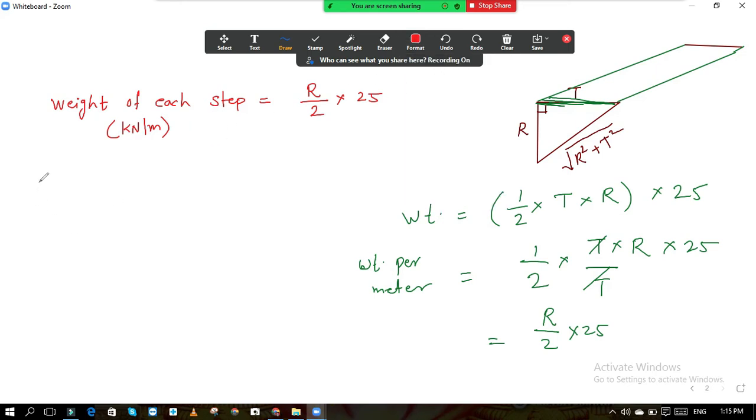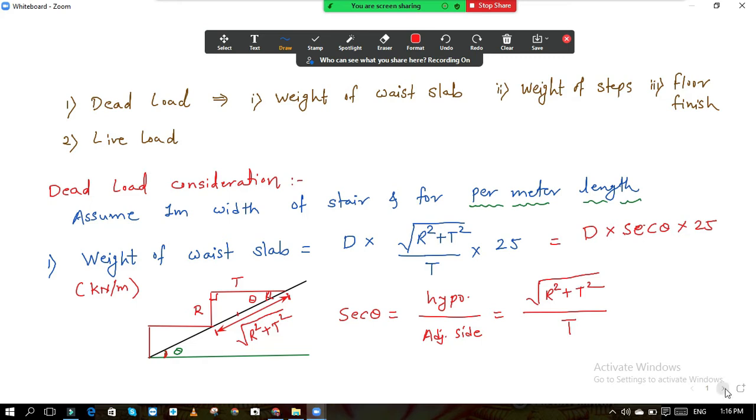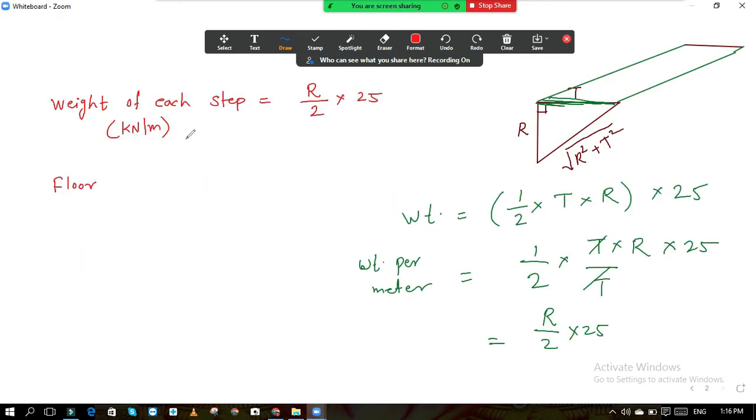Now the next is floor finish. All these three loads come under dead load. The first is the weight of slab. Second is the weight of each step. Third is the floor finish.